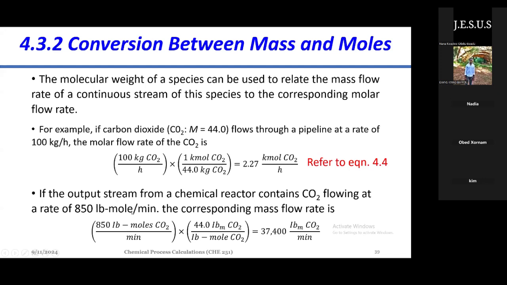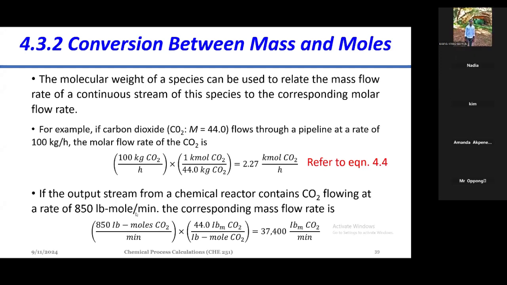Now we have our mole flow rate in pound mole per minute. Our molecular weight here should have a unit of pound mass per pound mole, right? So here we are not going to use kilogram per kilomole, even though that 44 will still be there. Make sure that your unit is correct. Your unit is supposed to be pound mass per pound mole. And then when you multiply them, you get your final answer as this. So just make sure that your units are consistent.